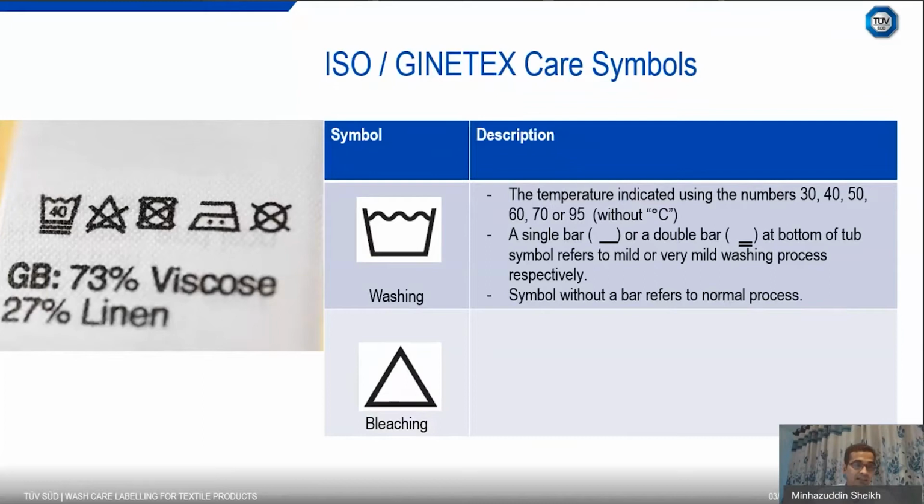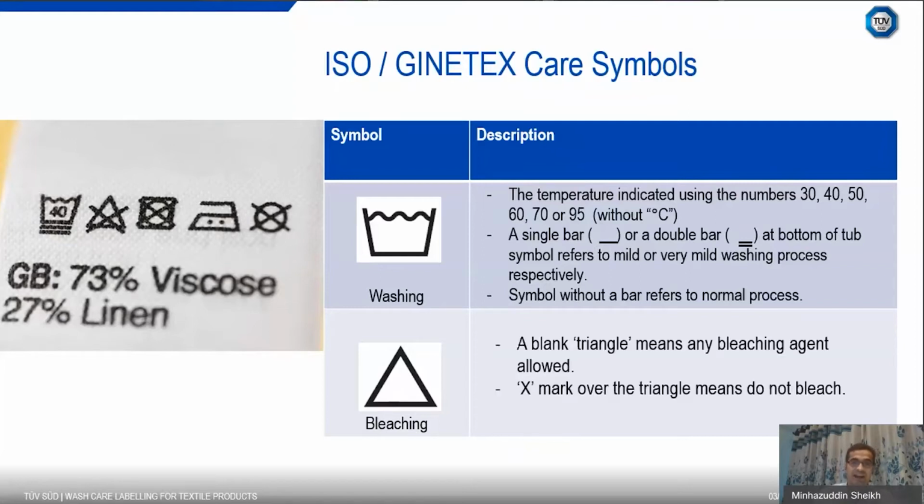So in the example on the left-hand side, you can see the tub includes 40, meaning the machine wash is at 40 degrees Celsius, and there are two bars at the bottom of the tub. It represents that it is a very mild washing process. The triangle actually represents the bleaching instruction, and if nothing is indicated inside the triangle, a blank triangle means any bleaching agent can be used, either chlorine or non-chlorine, whatever is commercially available. A cross mark over the triangle represents do not bleach. That means the bleaching could harm the product.